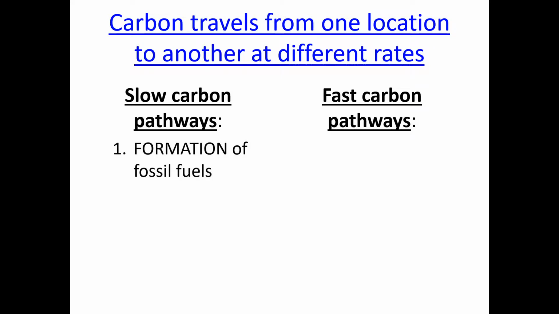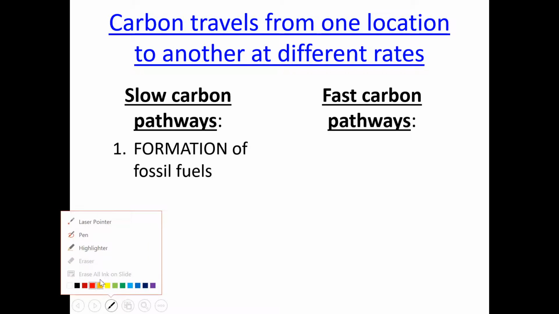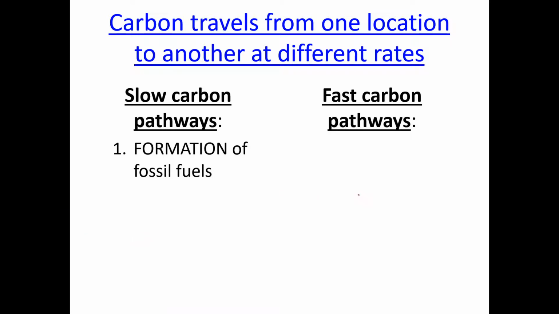So let's talk about the three main slow carbon pathways. The first one being the formation of fossil fuels. That's a key word here, formation, because as we learned, that takes millions of years to make additional fossil fuels. Also the formation of something called limestone. Limestone is formed from the shells of dead marine life that get compacted and converted into this stone. It stays there then for a long period of time. Some of our monuments, like the Washington Monument, are built of limestone.